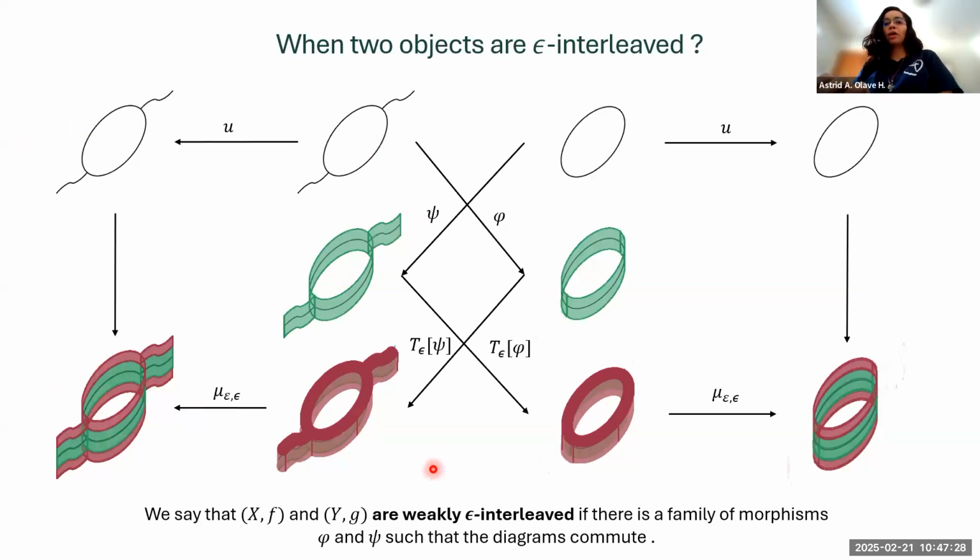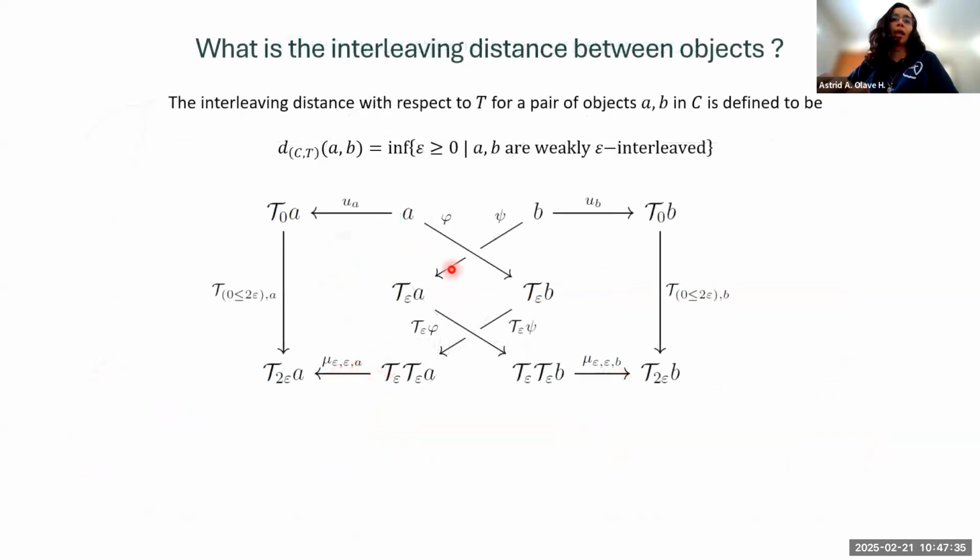And the parallelogram we had before is related with T being well defined as a functor. And that's a weak interleaving. And naturally, we can define the distance between 2 objects as the infimum of epsilon such that the 2 objects are weakly epsilon interleaved. So now we have successfully defined an interleaving between objects. Formally, it looks like this.